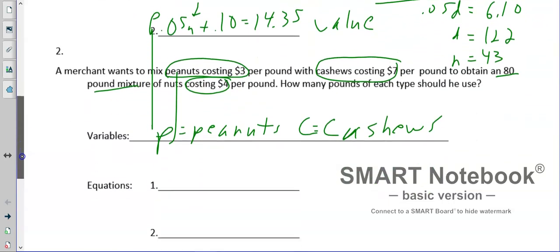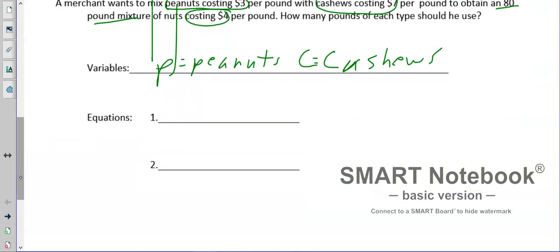So this is a little bit trickier. So I still am going to have peanuts plus cashews totaling 80 pounds. Right? Now I'm still doing the total, the number and the value line, but there's one tricky extra step. My cost of peanuts is $3 per pound. My cost of cashews is $7 per pound.